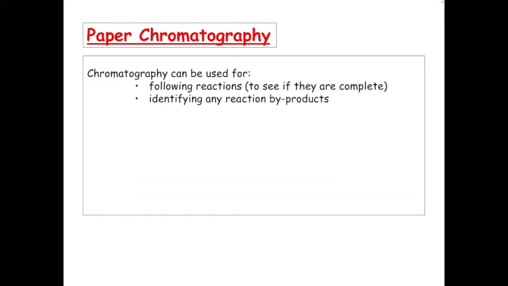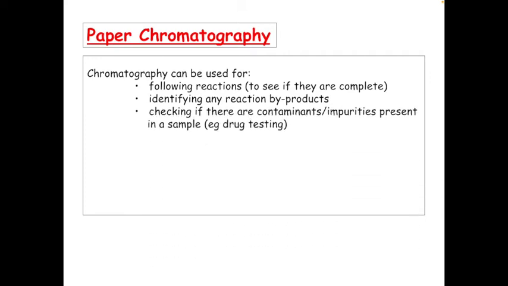You can identify any reaction byproducts. So maybe something's going on and you've got something extra. You know the reaction is finished, but there's maybe 2 spots. That means you've maybe produced 2 products. So that would let you do more investigation to find out what the byproduct is.